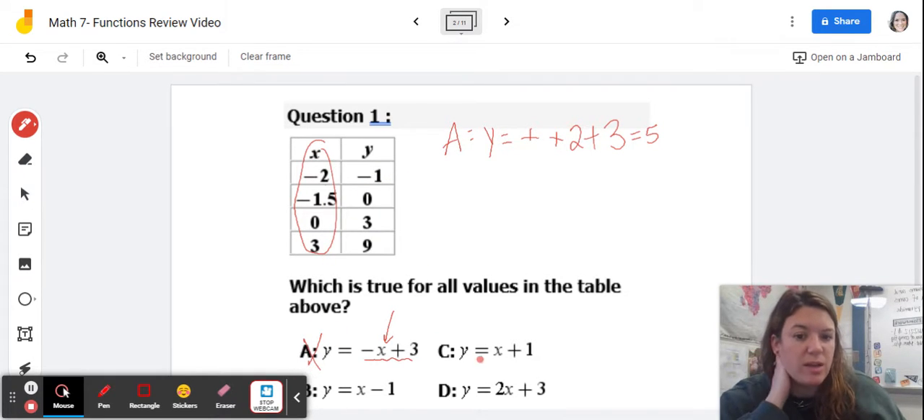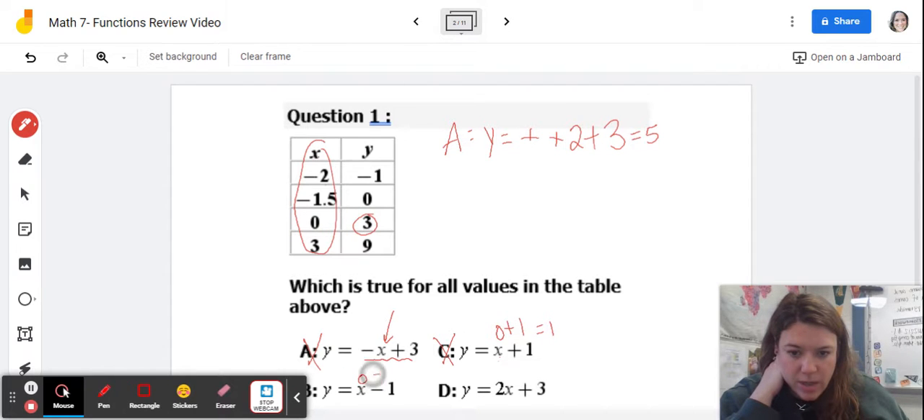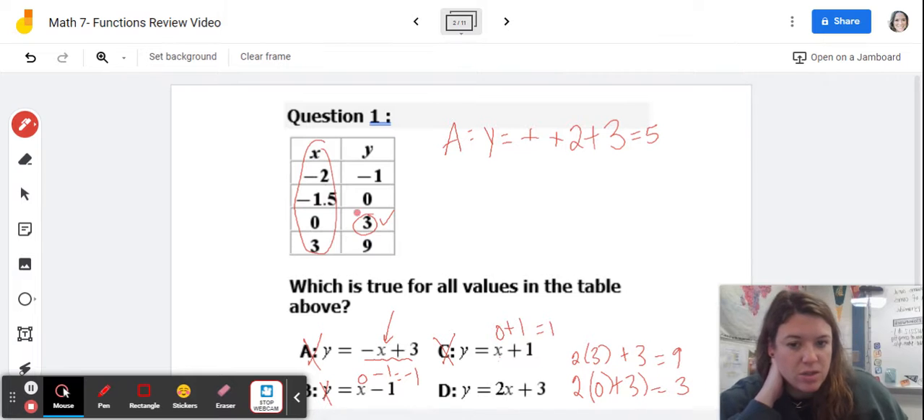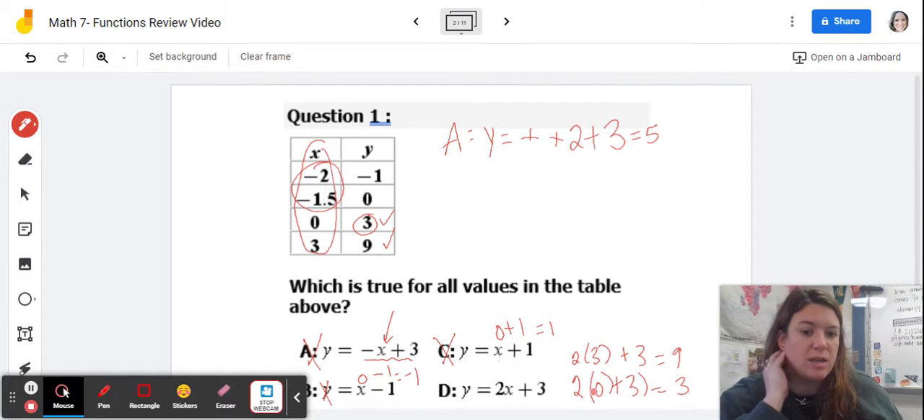You're just substituting these values in for the X. I'm going to start with the easier one now and do 0 here. And what's 0 plus 1? That equals 1. Is that what this says? Nope, so it's not C. I'm going to put the 0 here. What's 0 minus 1? -1. Is that what it says here? Nope. I hope it's D. So 2 times 0 plus 3 is 3. Yep. 2 times 3 plus 3 is 6 plus 3 is 9. So all of these, when you plug them in here to the X, would equal the correct Y value.